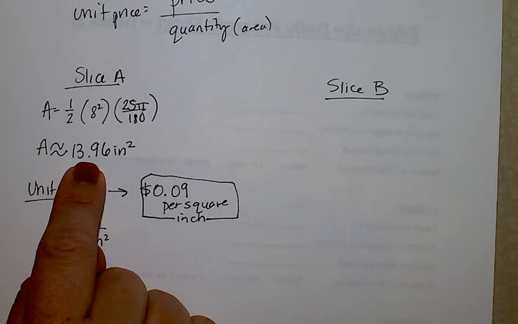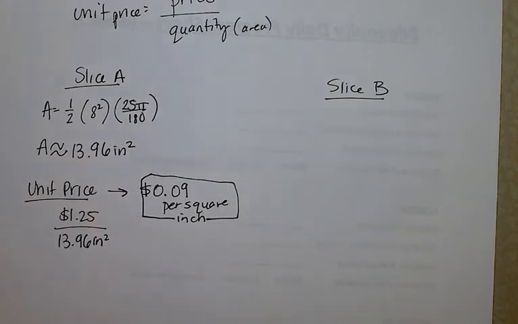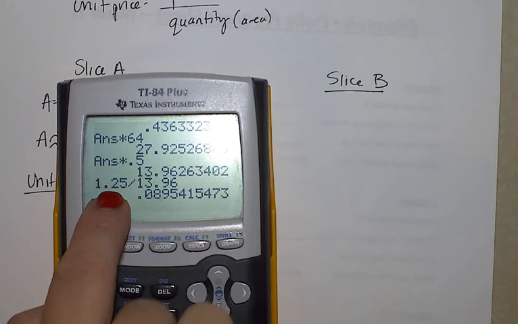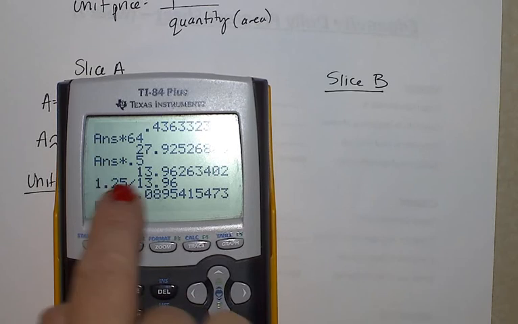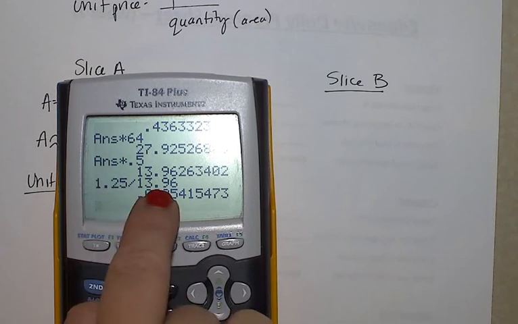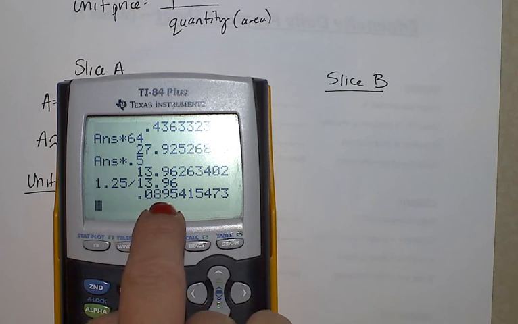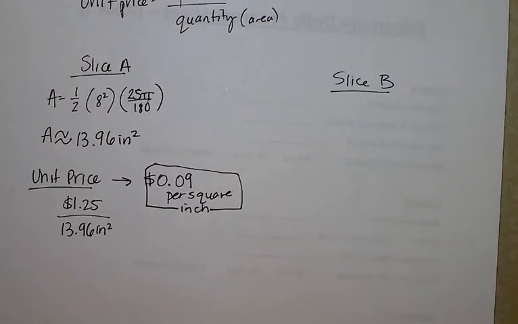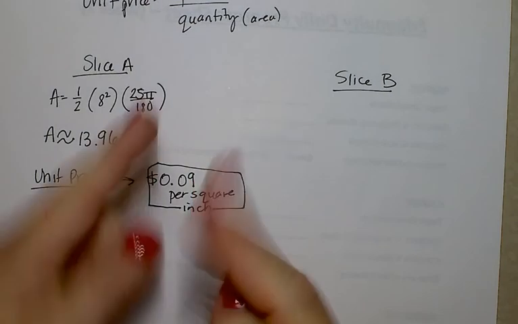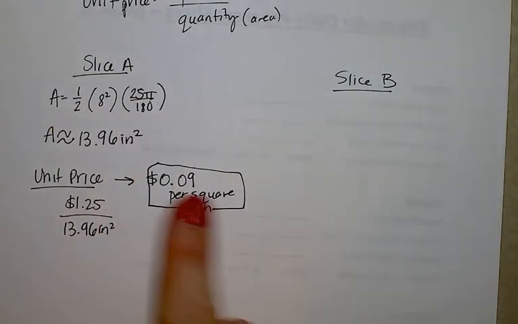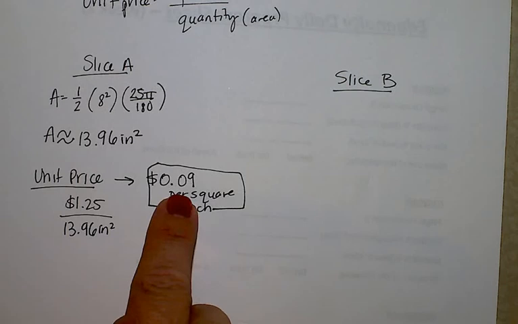Okay, I am given a unit price, so I take the cost of the slice of pizza divided by the quantity, the area, and then I round it to the nearest cent. What does that mean? That means, can everybody look up here? I'll do it here so everybody can see on the screen. Every square inch of this pizza is worth how much? 9 cents. Okay, look at the next slide.